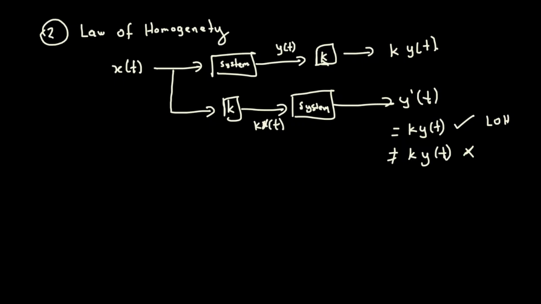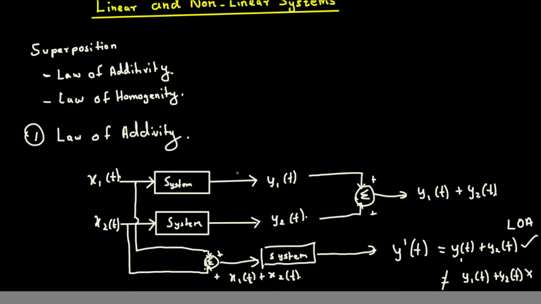Now let's look at an example. So this is the explanation of what the law of additivity and homogeneity are. The law of additivity is basically that when you add the inputs and feed them to the system, the result should be exactly equivalent to adding the outputs alone.